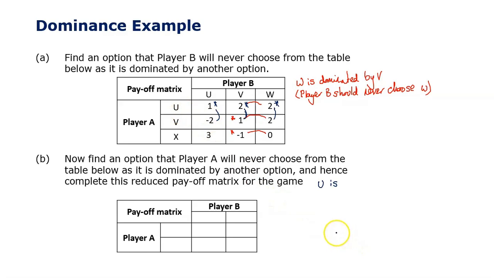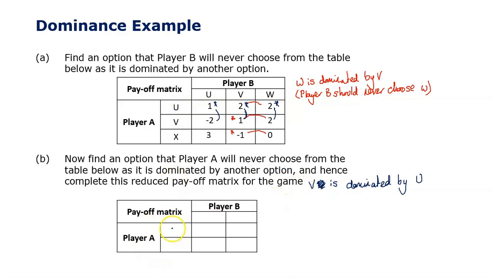And it says U, V and X, presumably some other choice, but I think here the U, in fact I've got that the wrong way around, it's V is dominated by U. Let's just clarify. 1 is higher than -2, 2 is higher than the 1, 2 is the same as the 2. So U wins, if you like, and therefore V is dominated. He should never play the V because V is rubbish.